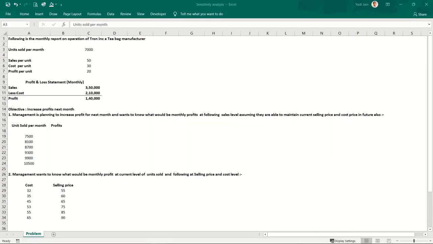Hello everyone. So let us start. We are going to try to solve this problem using sensitivity analysis. We would be learning one variable sensitivity and two variable sensitivity.